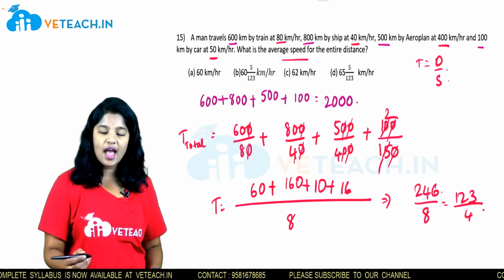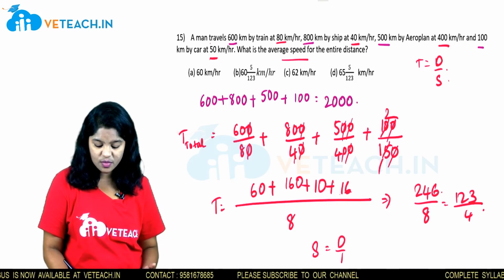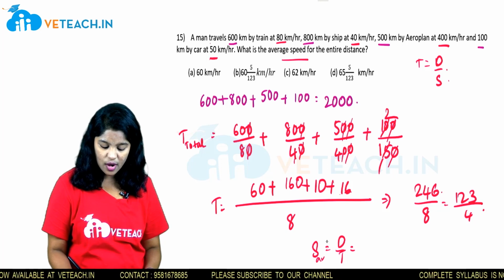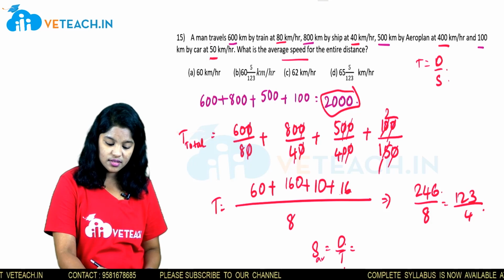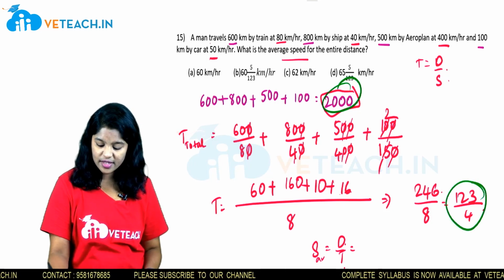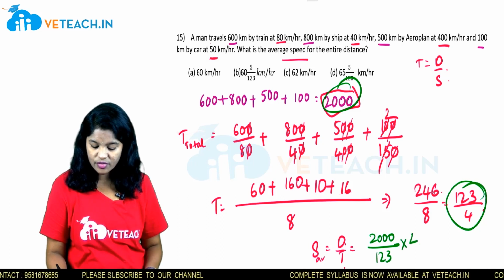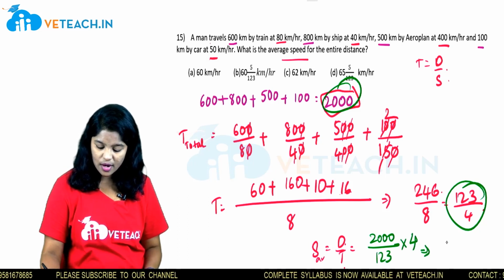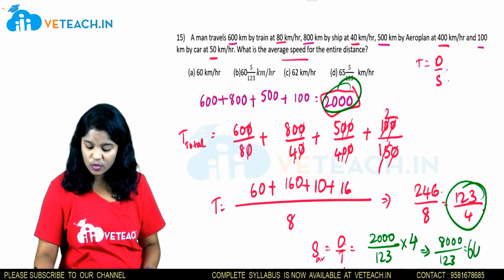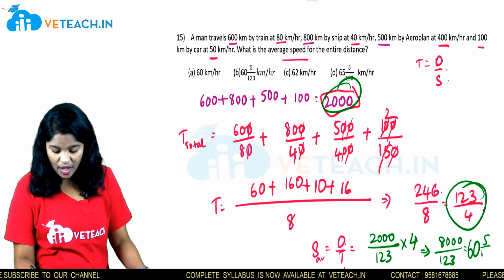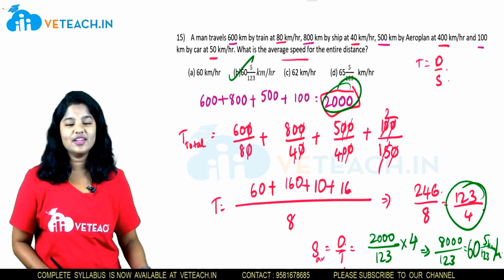Now we should find out the average speed. Average speed is nothing but the same speed formula, distance by time. So average speed is equal to total distance by total time. The total distance is 2000 divided by the time, so 2000 divided by 123 by 4. So that is equal to 8000 by 123, which is nothing but 65 by 123 kilometers per hour. So option B is our correct answer.